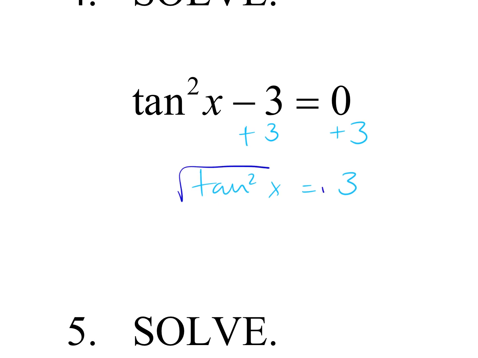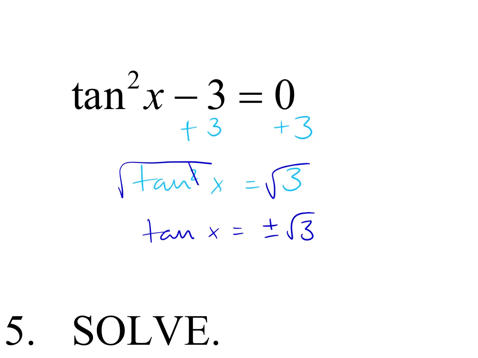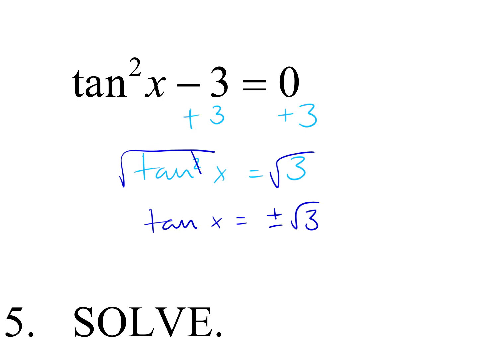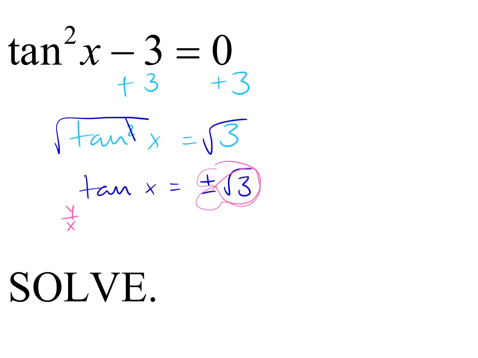Square root both sides. So tangent is equal to what? Plus or minus square root 3. Don't forget, if you ever take the square root of both sides, you need that plus or minus. So tangent tells us to look at what on the unit circle? Y over x. So I'd have to go to my unit circle and figure out where y over x is positive square root 3 and negative square root 3. So 2 different values.